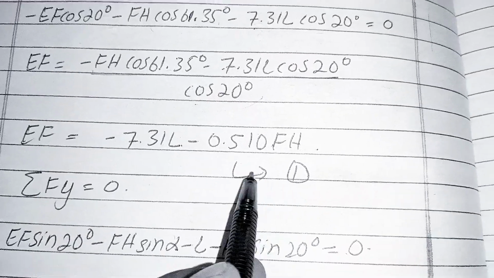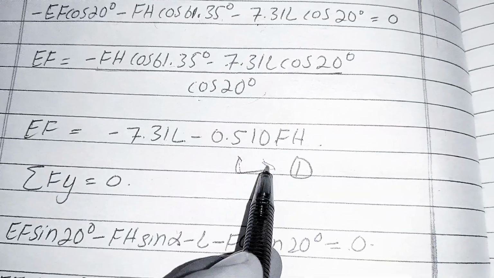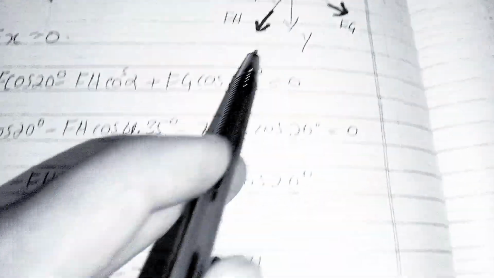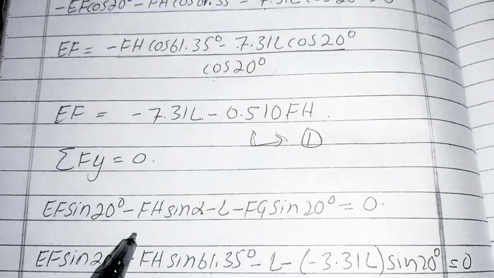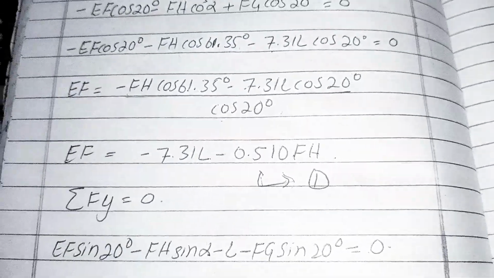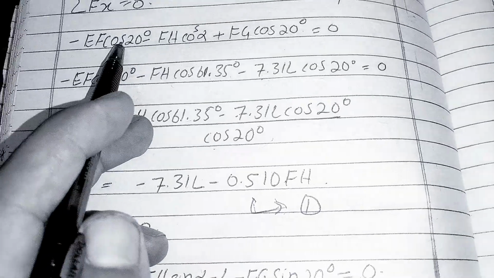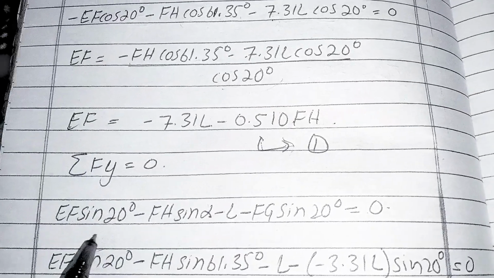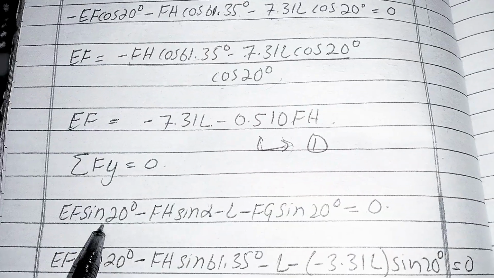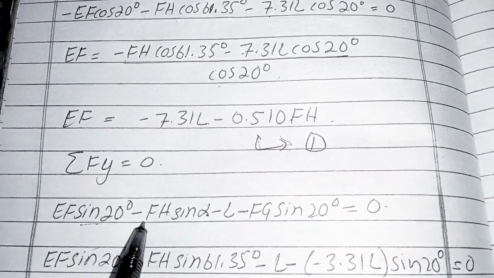So let's say it is equation 1. Summation of all vertical forces acting on this joint equal to 0. So you only have to change this cos into sine. So we will take a vertical component of this force FH.